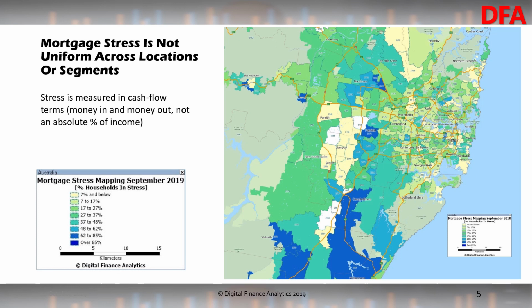I've got a few other ones we can go through if you want to look at other states. Mortgage stress is not uniform across individual postcodes, right? Different types of households in different locations have different degrees of mortgage stress. Now, there are a few different ways you can map this. You can map it in the absolute number of households. What I've done here is the percentage of households in stress by postcode, right?